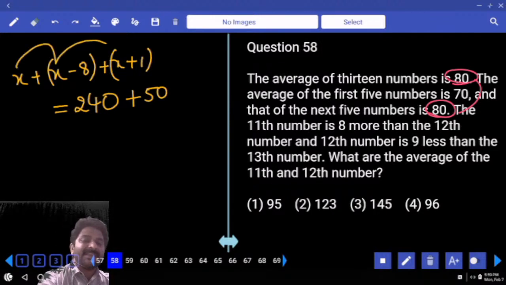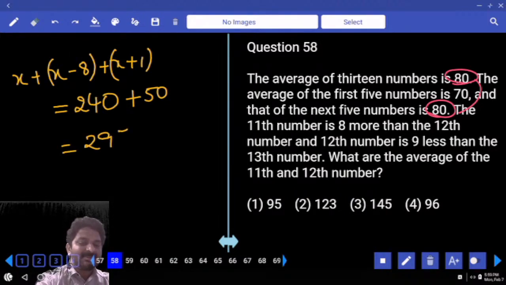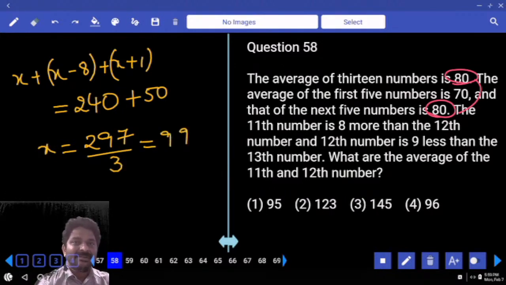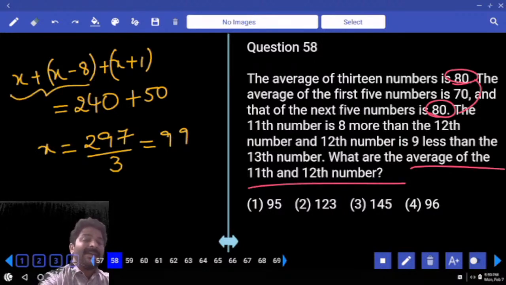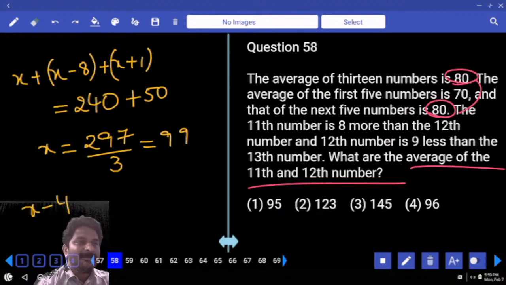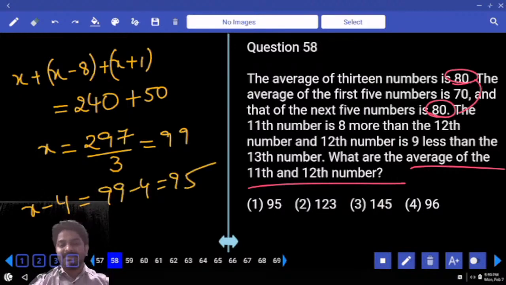Now, x plus x, 3x, minus 8 plus 1, minus 7. Minus 7 goes to the other side. Already we have 290 over there, plus 7 in the sense 297 only, which is equal to 3x. Then the x value is equal to 297 divided by 3, 99, correct? What is your question? The average of the 11th number and 12th number. x and x minus 8, and their average is equal to x minus 4 only. So 99 minus 4, answer 95. That's all.